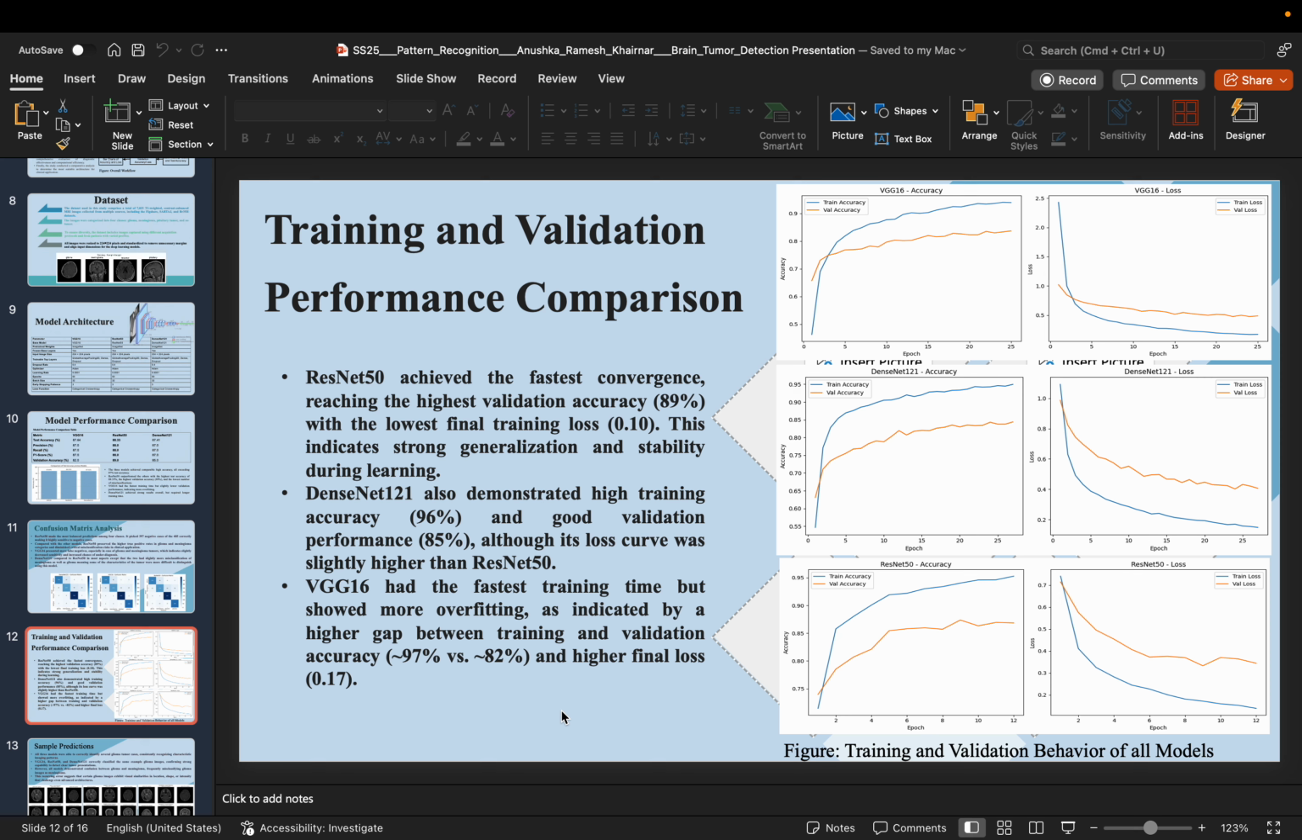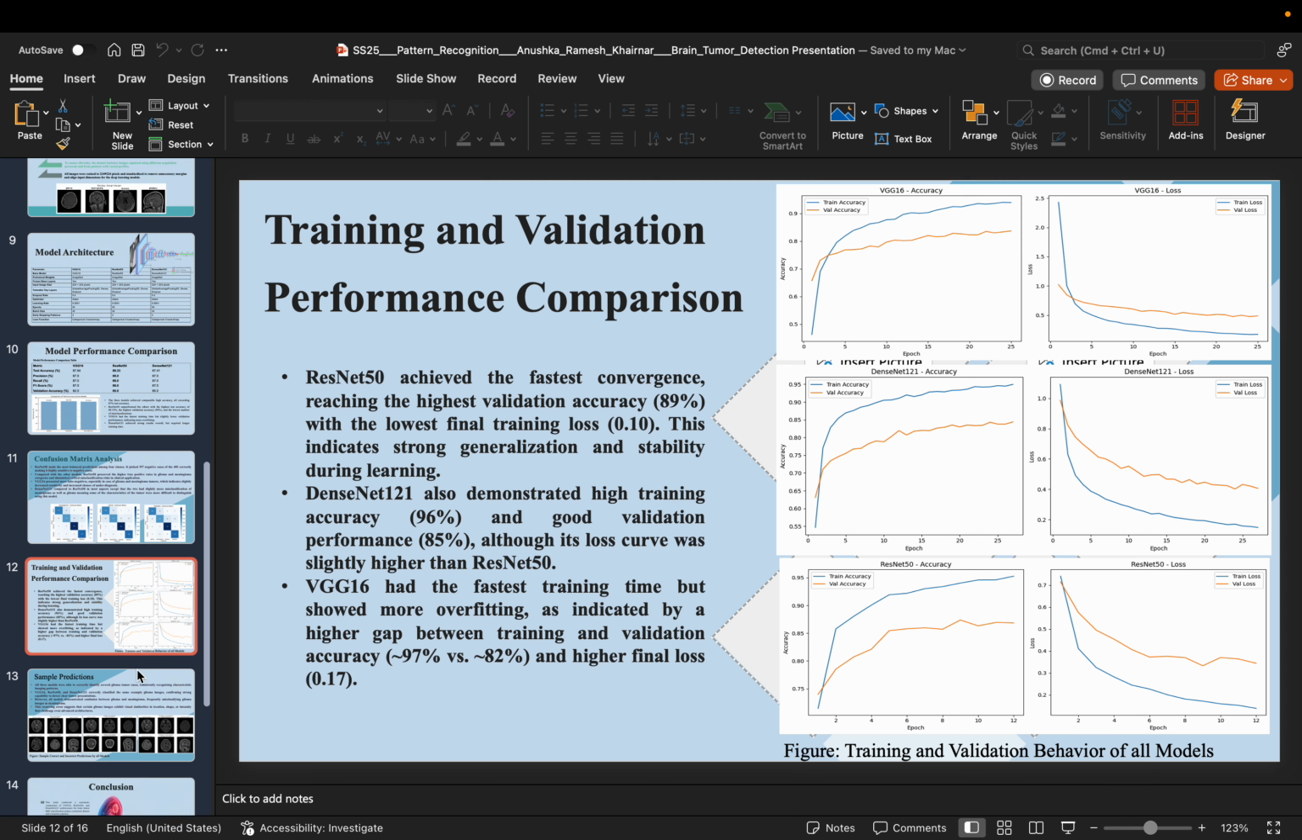Now we'll see the training and validation performance. When comparing the training behavior, ResNet50 converged the fastest and showed the lowest training loss at just 0.10, indicating strong generalization. DenseNet121 reached 96% training accuracy and 85% validation accuracy, but with higher loss. VGG16 had a significant accuracy gap, about 97% training versus 82% validation, which is a clear sign of overfitting.